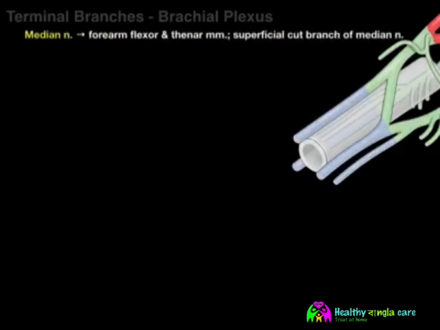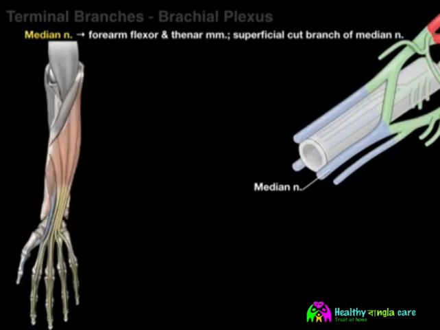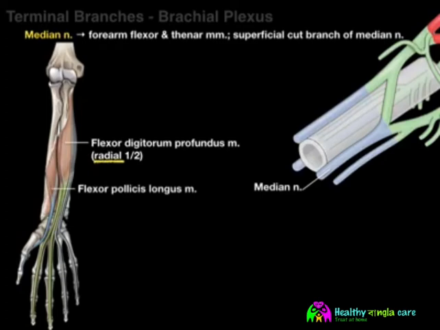Okay, next is the median nerve that innervates the forearm flexors and thenar muscles and has a superficial cutaneous branch. There's our median nerve, and it innervates forearm flexors like pronator teres, flexor carpi radialis, and our palmaris longus muscles. It also innervates deep to that the flexor digitorum superficialis, and also deep to that, the flexor digitorum profundus. Now, the radial half only, because it's the belly that's closest to the radius, as well as our flexor pollicis longus that flexes your thumb.